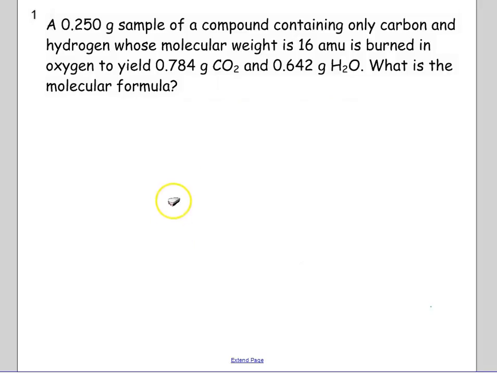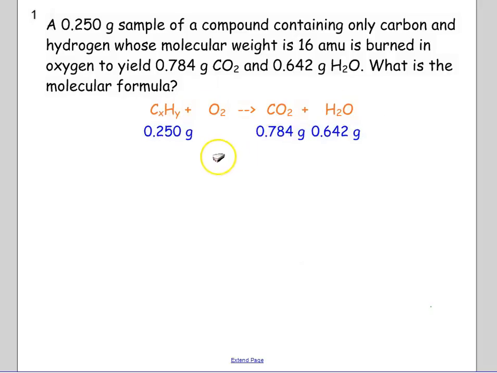So let's see an example. I have a 2.25 gram sample of a compound. It has only carbon and hydrogen, and its molecular weight is 16 AMU. That's atomic mass units. It's another way of saying its molar mass is 16 grams per mole. It's burned in oxygen, and we know how much carbon dioxide and water are formed, so we want to know the molecular formula. So we start off by writing the equation and figuring out our givens.